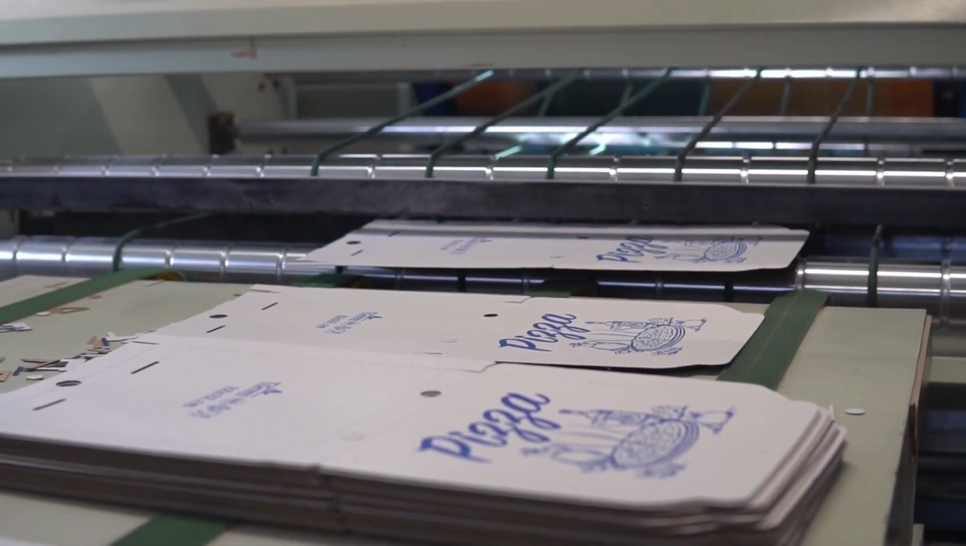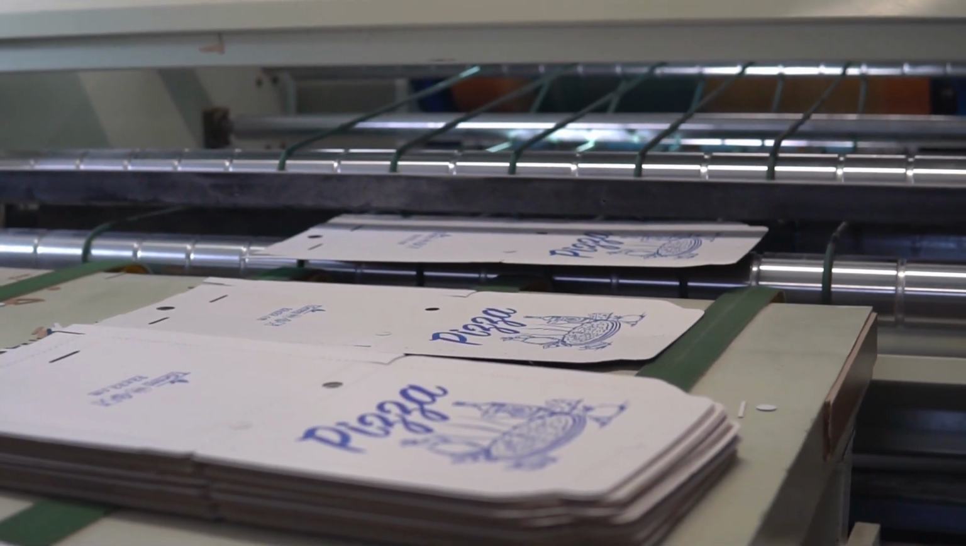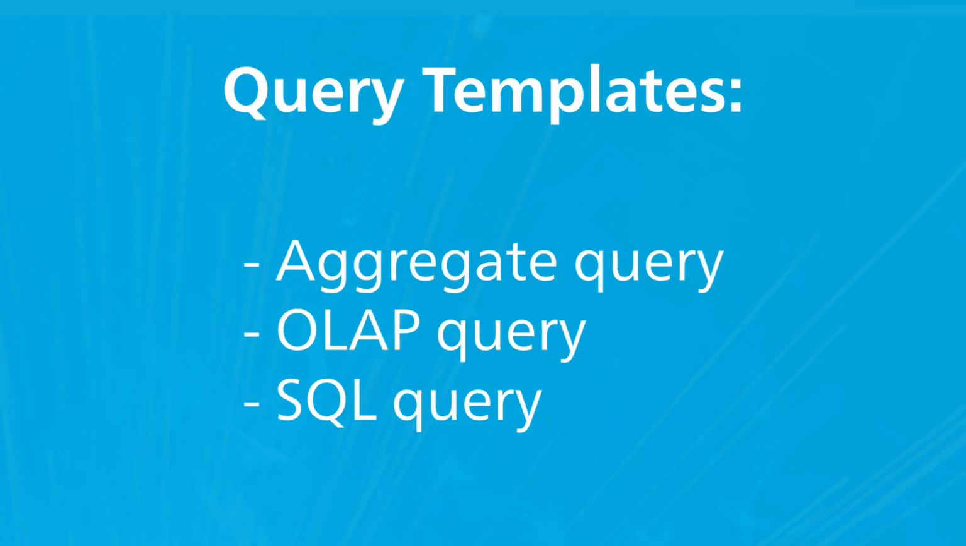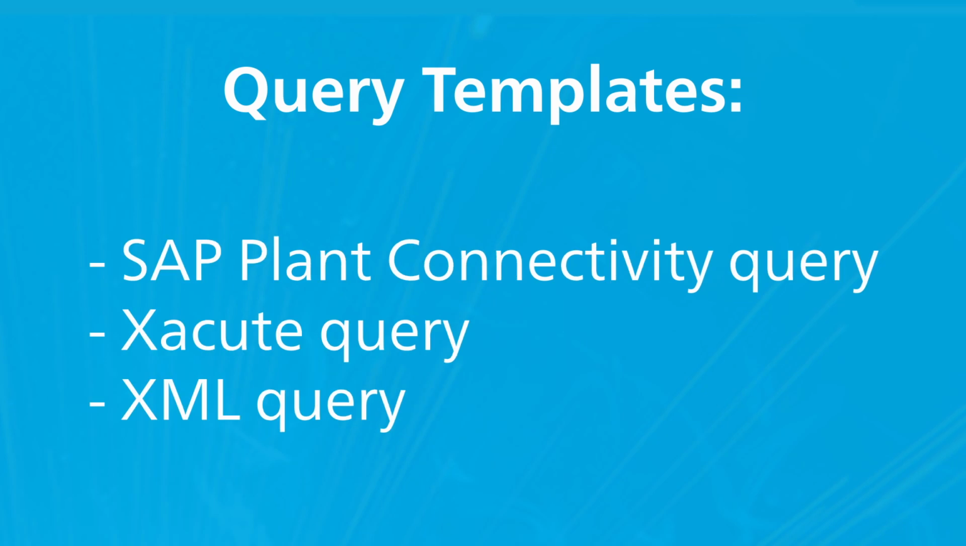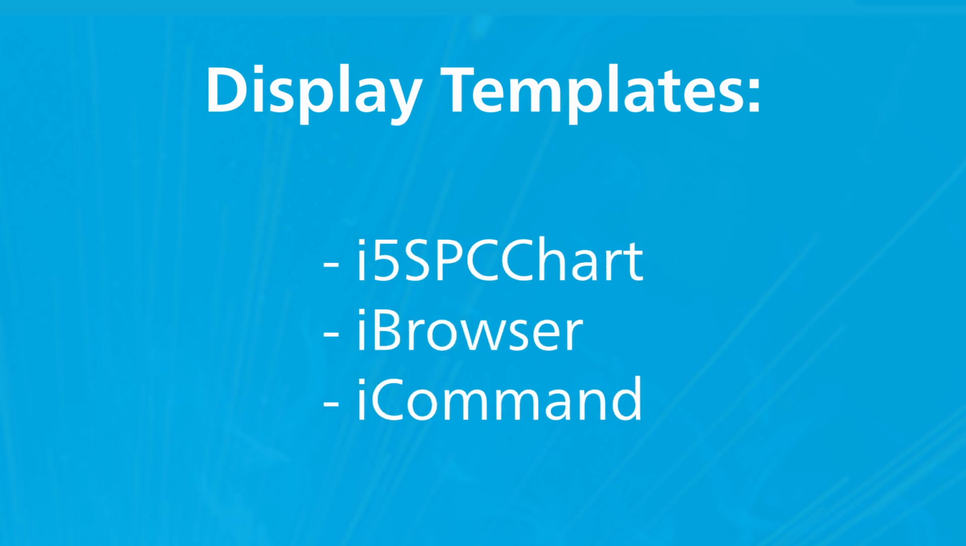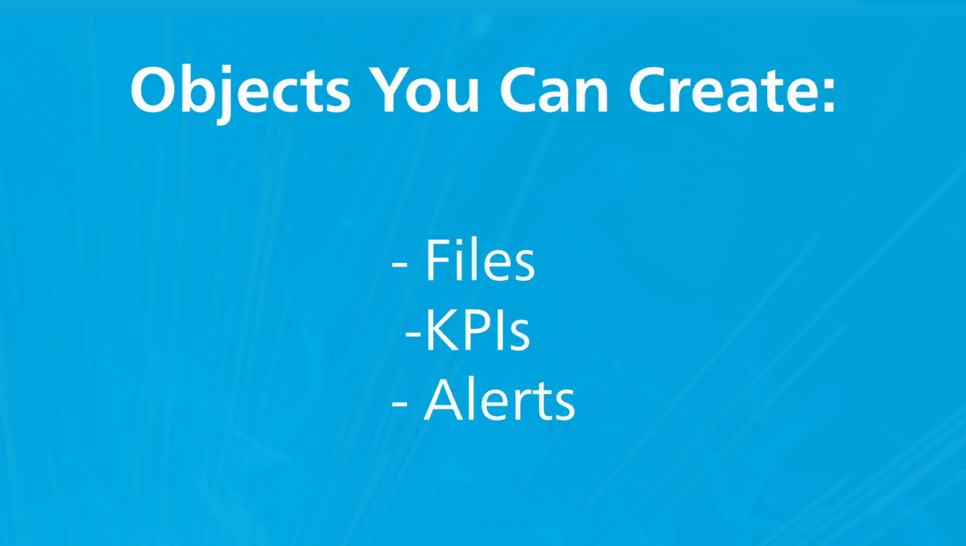You can create the following objects using the SAP MII Workbench: business logic services transactions, manufacturing data objects, animated graphics, query templates, aggregate query, OLAP query, SQL query, SAP plant connectivity query, execute query, XML query, display templates, i5 grid, iticker, i5 chart, i5 SPC chart, iBrowser, iCommand, files, key performance indicators, alerts.